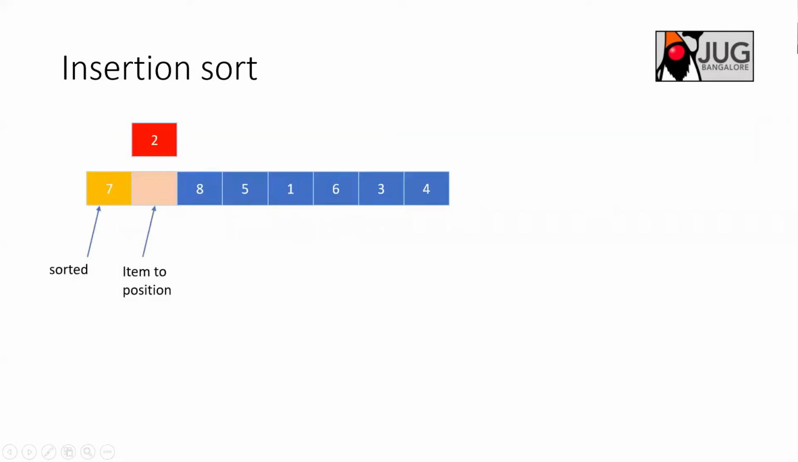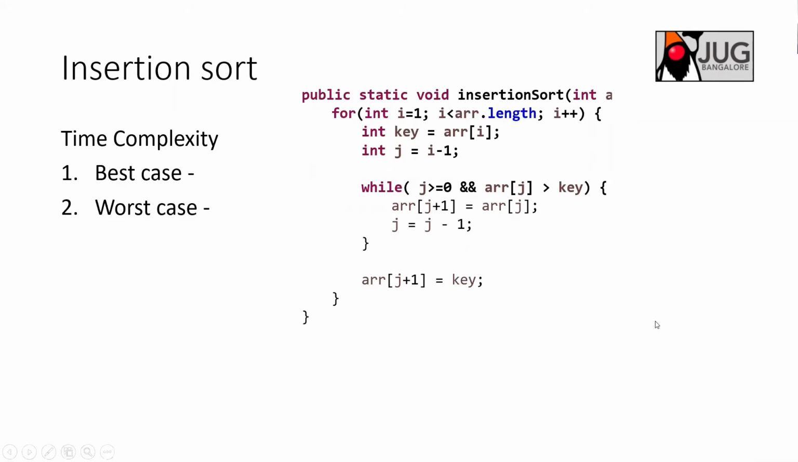So for example, in this case... okay, if you see the algorithm here, this is what it is. Can you guess what the best case time complexity is here? The best case is where you already have a sorted set, where the elements you need to sort are already sorted.